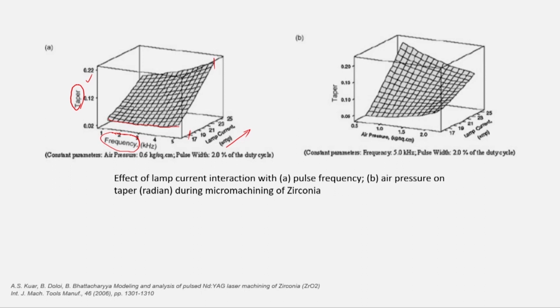So, this is a good indication of how much the optimal level of lamp current should be to get the required taper. There is another case here, in which we use the variation of lamp current along with the air pressure, that is the gas pressure, on the taper or the quality of the laser drill. Here you can see that as we increase the current, as we increase the power, taper is increasing. As far as the air pressure is concerned, for a low value of laser current there is not much increase in the taper even though we are increasing the air pressure.